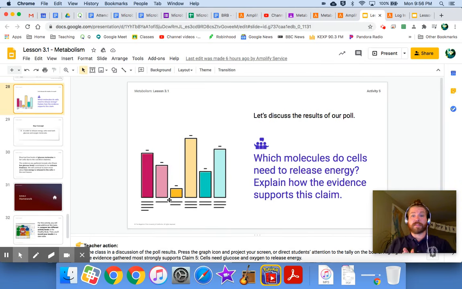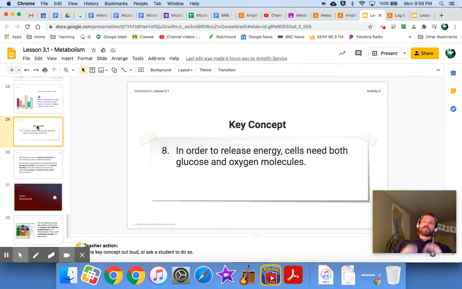Well, we're supposed to discuss this. Which molecules do cells need to release energy? Explain how the evidence supports the claim. Spoiler alert again. Gosh, just full of them. Here it is. In order to release energy, cells need both glucose and oxygen molecules. Our tests pointed us to this, that we realized if we turn off the breath, someone's not going to be able to jog for very long at all.